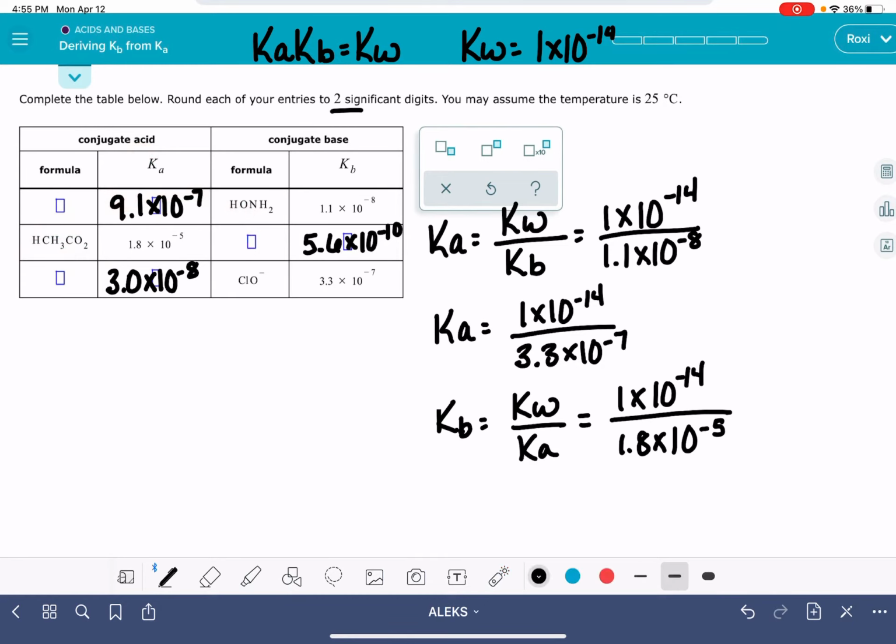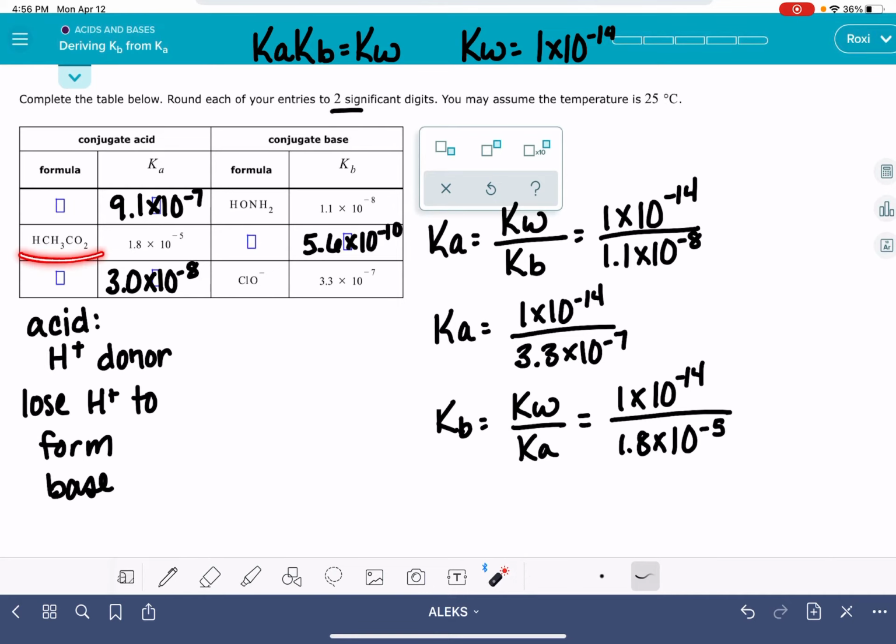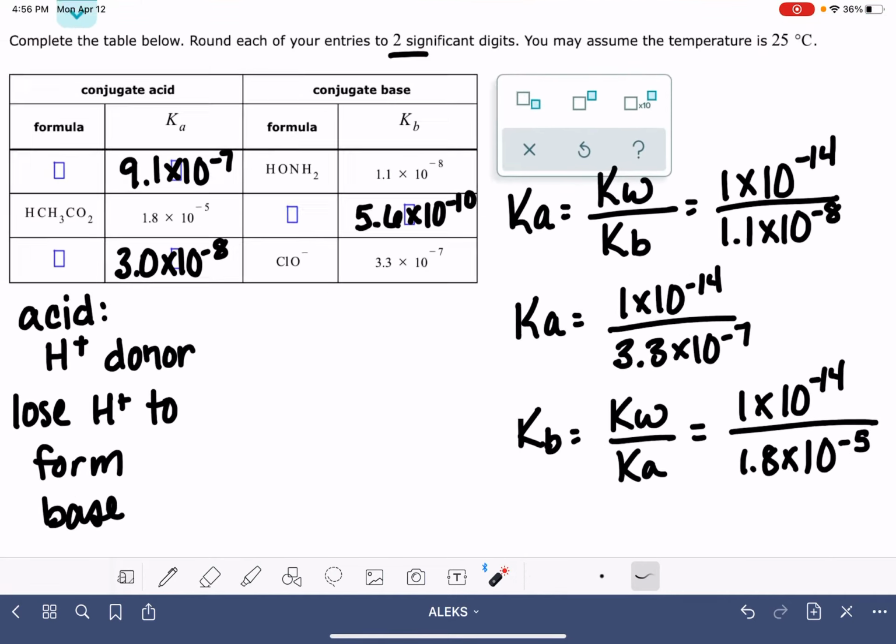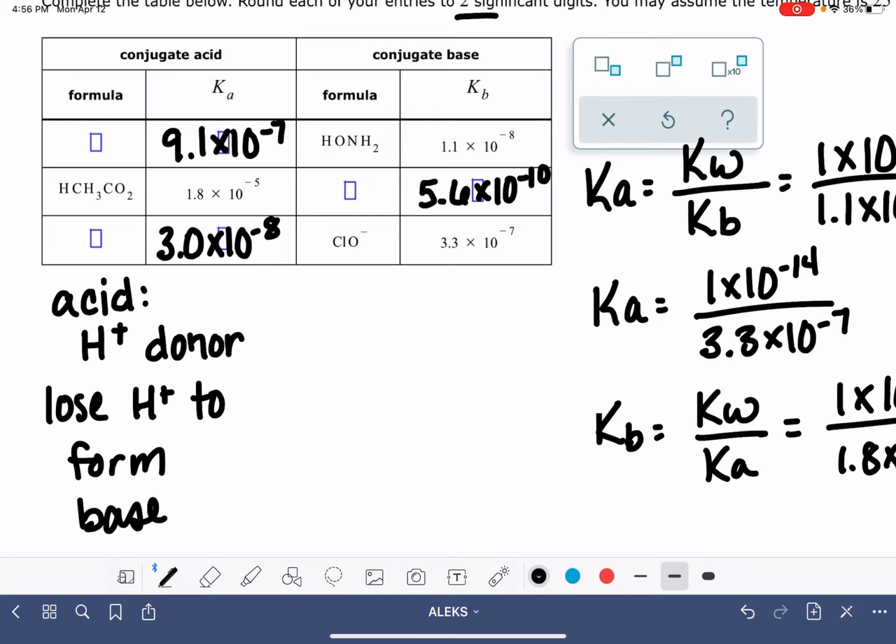To come up with these formulas, you just have to remember that if a molecule is an acid, that means that it is an H plus donor. So the acids are going to be losing H plus to form their base. Lose H plus to form the base. And we'll just do that one first. So we're going to take this molecule here. We're going to get rid of one of its hydrogens. I'm just going to get rid of the one in front, CH3CO2, and then also get rid of a positive charge. So the charge is going to go down to a -1.